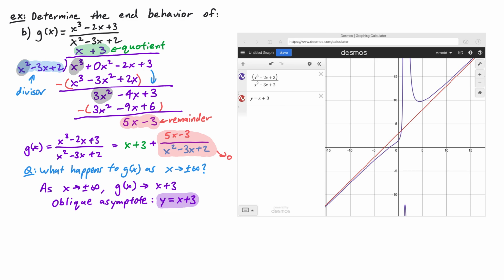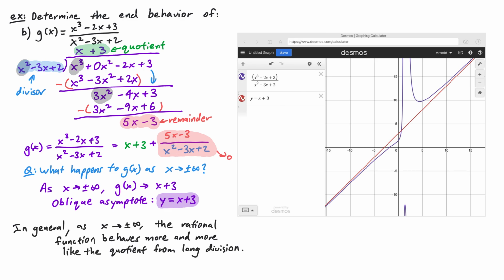One thing that we observe from our two examples is that as we plug in larger and larger values for x, our function behaves more and more like the quotient from the long division. This is because the remainder over the divisor will always go to 0 as x gets larger and larger, since the divisor will always be a higher degree polynomial than the remainder. In general, as we plug in larger and larger positive or negative values for x, our rational function behaves more and more like the quotient from the long division.